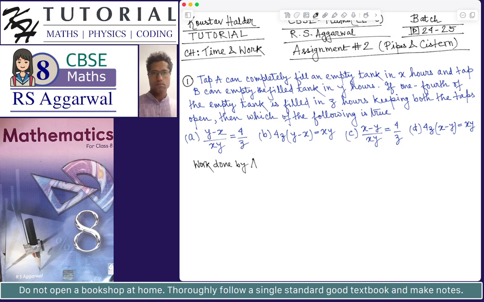by A in 1 hour, we know from the first rule of pipes and cistern, is 1 by X, positive 1 by X, and work done by B in 1 hour will be negative of 1 by Y, because tap B is an outlet. It empties a tank, so the work done by an outlet is always negative. So we have this.